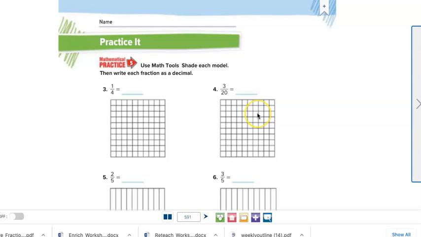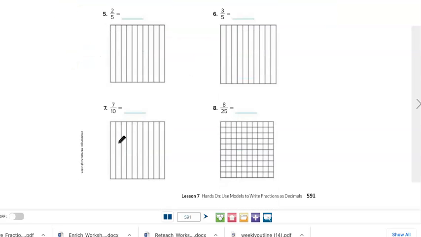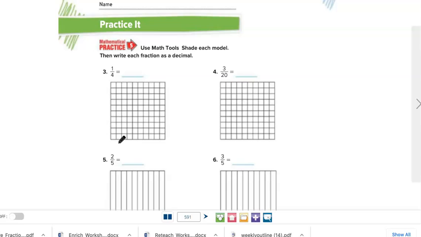All right, 591. As always with these videos, once you get to the practice page, I like you to pause the video and do them, and then unpause the video to check your work. So go ahead and pause the video. All right, by now you should have finished 3 through 8, so you are just checking your work.